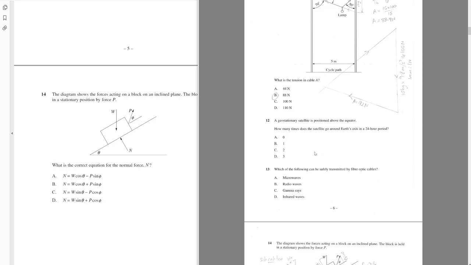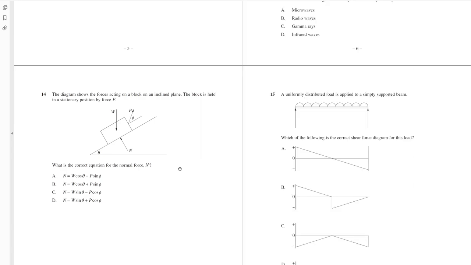Oh, I've skipped a question. Sorry. Make sure you always check, say every five questions, that you're always using the right number. That's how you avoid disasters like that.